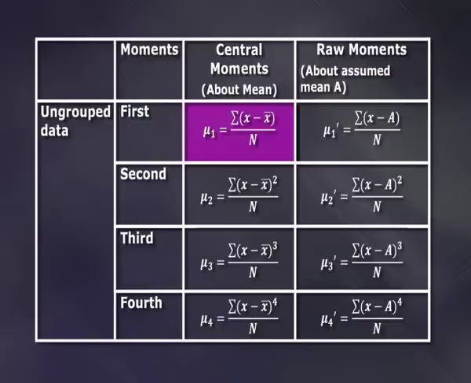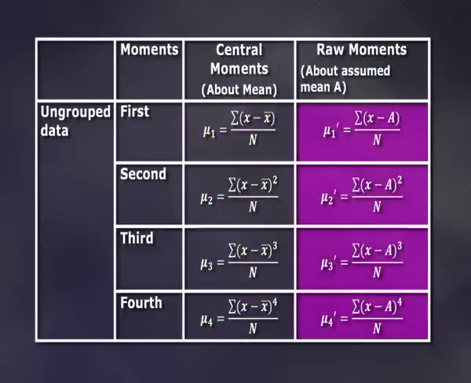The first central moment is given by mu 1 is equal to sigma x minus x bar upon n. Since it is a central moment, it is about the mean, so we have taken sigma x minus x bar, and n stands for the number of observations. The second moment is mu 2 is equal to sigma x minus x bar square upon n. The third central moment is mu 3 is equal to sigma x minus x bar cube upon n. The fourth central moment mu 4 is equal to sigma x minus x bar raised to 4 upon n. These were the four central moments.